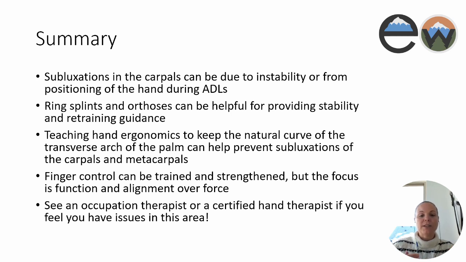We want to teach ergonomics in the hand. So we want that natural curve of what we call the transverse arch of the palm. So we want to be able to keep that rainbow curve to be able to prevent instability from happening. You need that stable base, okay? So when we first start working on alignment and positioning, we can work on finger control and finger strengthening, but you have to work on the alignment piece. So don't forget to watch where your fingers are in space, make sure that they're not overextending. It really is about neuromuscular control and alignment before we strengthen, okay?